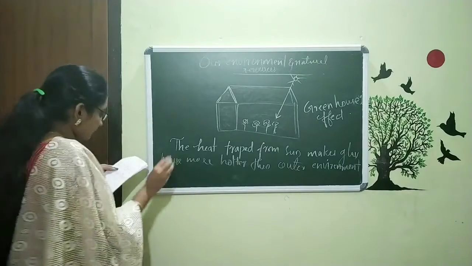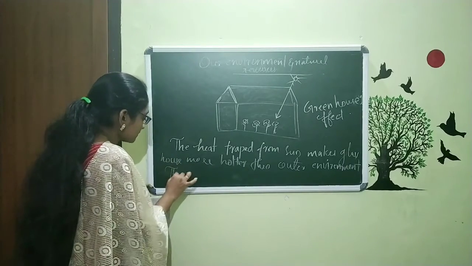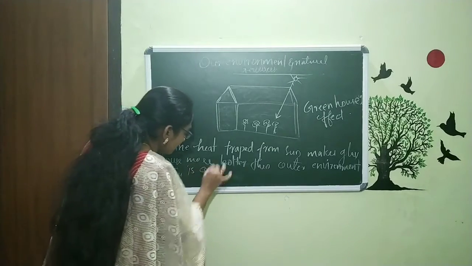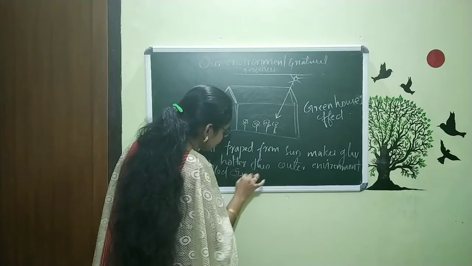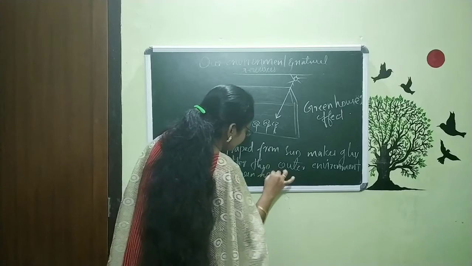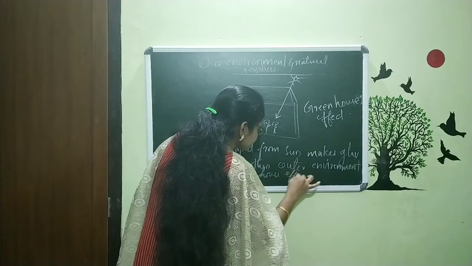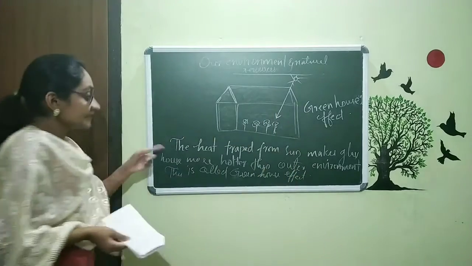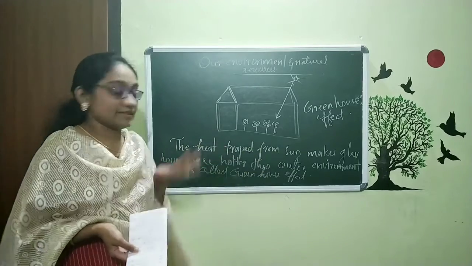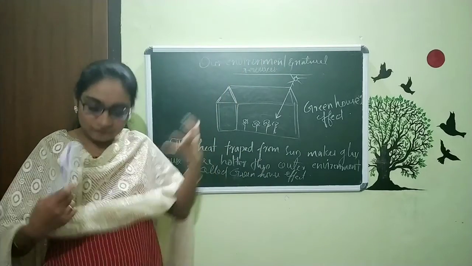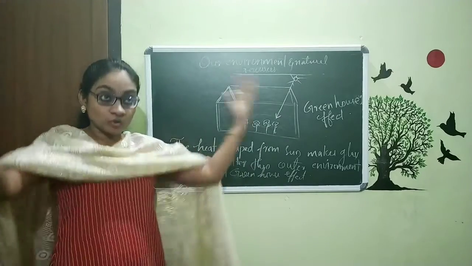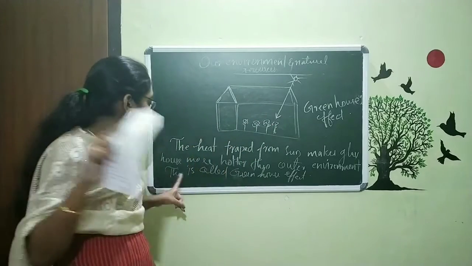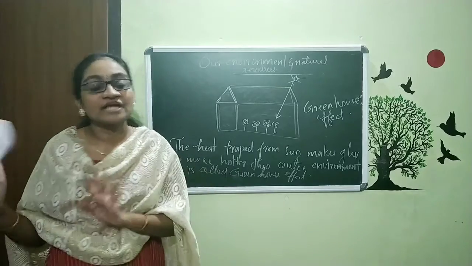Hotter than the outer environment, and this is called what? Greenhouse effect. So the heat is trapped from the sun. Here the heat is trapped from the sun and makes the glass house hotter than the outer environment, and I can say this is called the greenhouse effect.